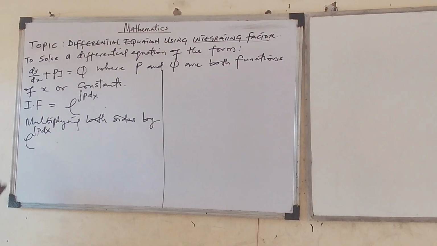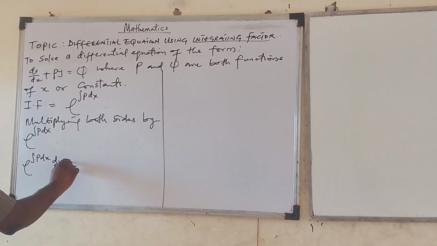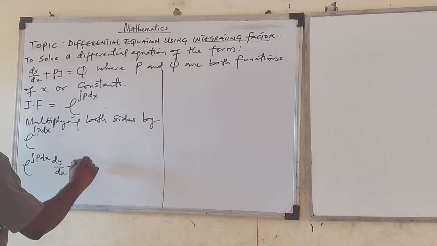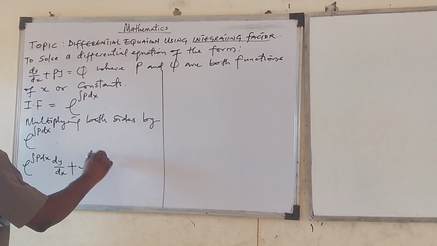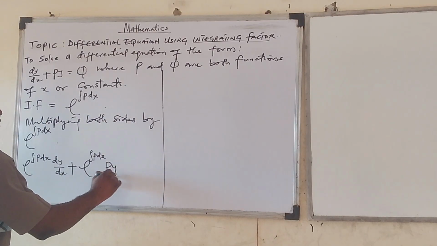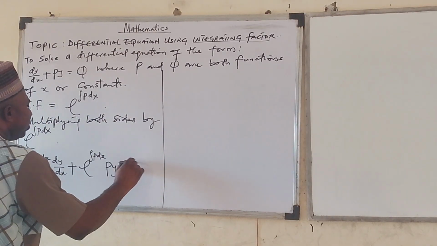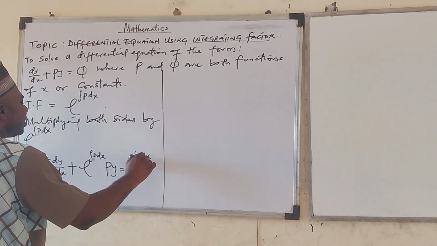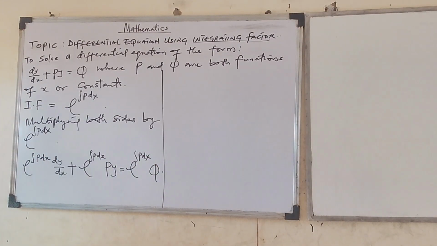In multiplying both sides, the left-hand side will be e raised to the power of integral P dx times dy/dx, plus e raised to the power of integral P dx times Py, is equal to e raised to the power of integral P dx times Q. So now we have multiplied all through by the integrating factor e raised to the power of integral P dx.